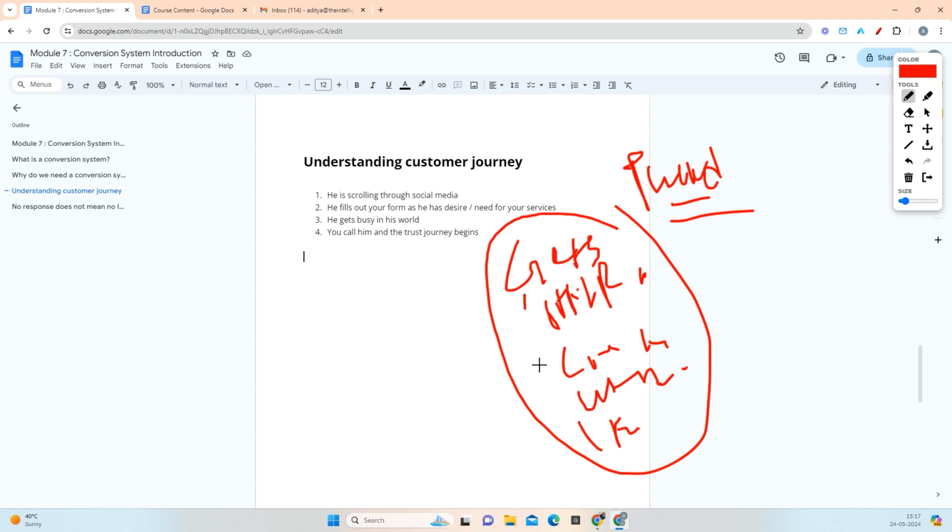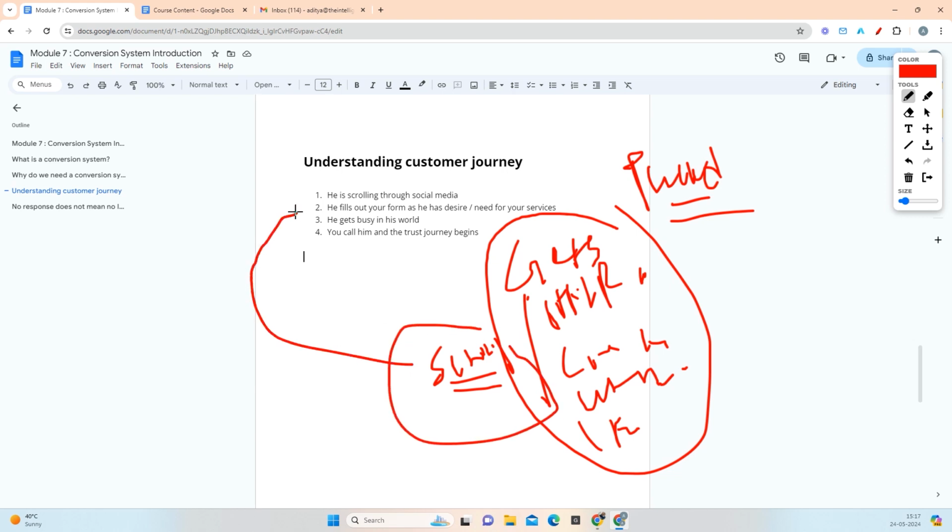Now in between this entire day, he's scrolling on social media at any point of time. He may be scrolling during his lunch hours, he may be scrolling during night hours or whatever. So he's scrolling on social media, and he already has a need or desire for your services. So that is the reason why he has filled out the form. But after filling out the form, he again gets busy into his work, or he gets busy into his world.